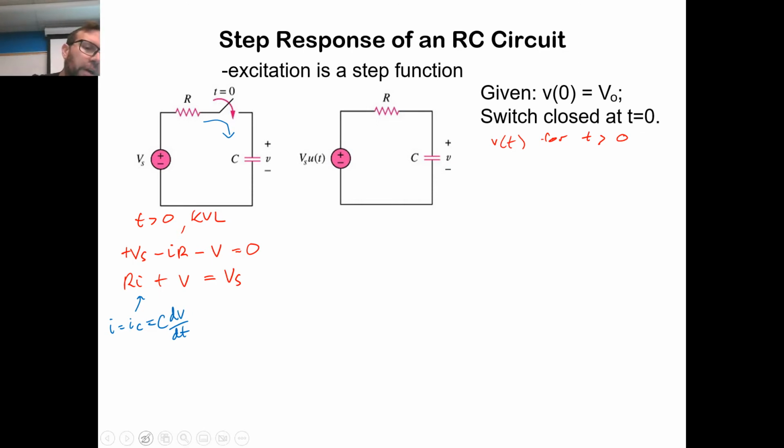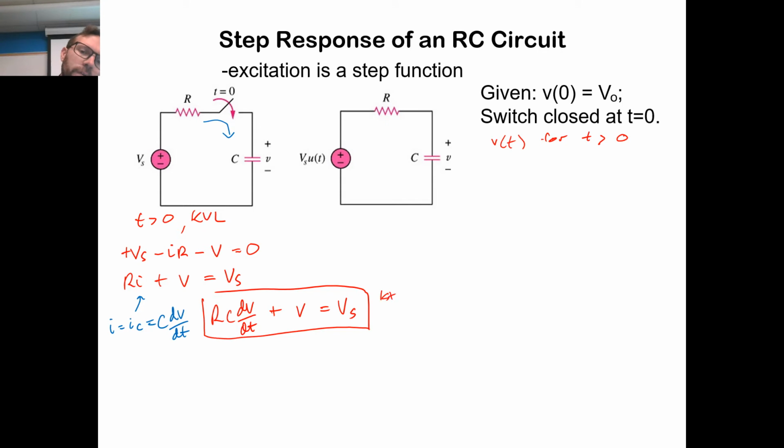Okay, so by plugging that in for I, we end up with an R, and then the I term is C dV dt plus V is all equal to Vs. And there's our first order separable, ordinary differential equation. It still ends up being separable.